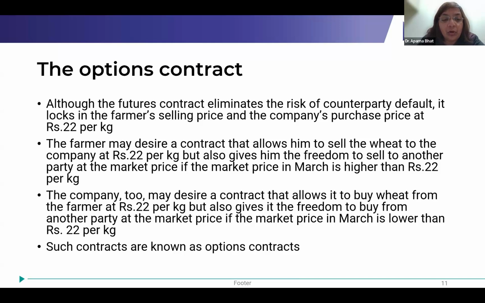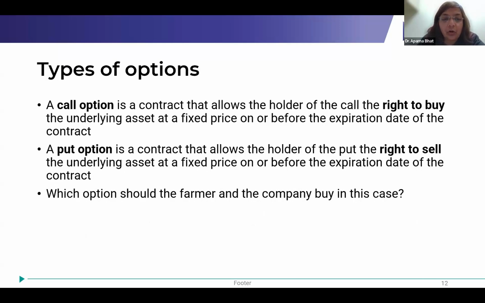By entering into something called an option contract, both these parties can minimize their risk, and at the same time they can have the freedom to transact at a more favorable price. So this is an options contract. There are two types of options. There is something called a call option. What is this call option? It is a contract which allows the holder of the call the right to buy the underlying asset at a fixed price, on or before the expiration of the contract. And a put option is a contract that allows the holder of the put the right to sell the underlying asset at a fixed price on or before the expiration date of the contract.